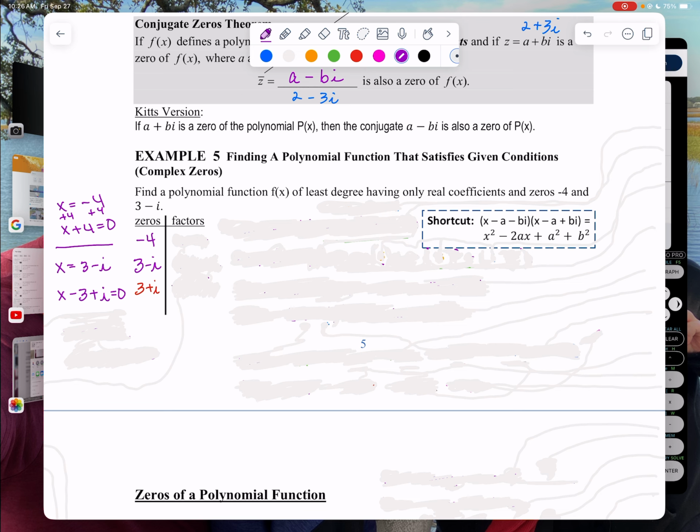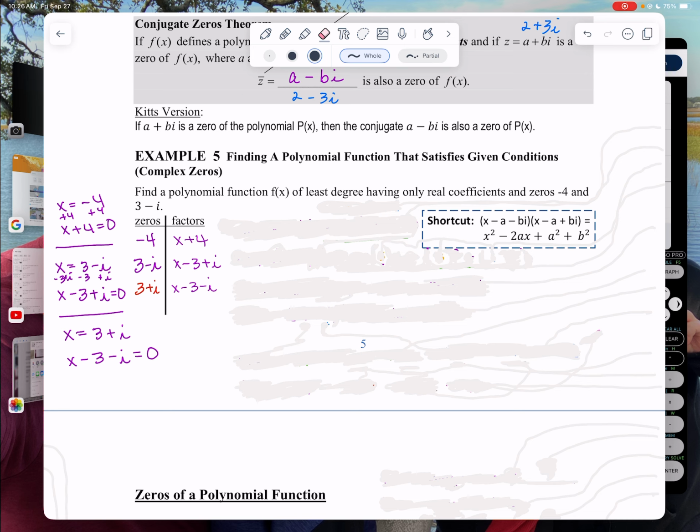And then I'm just going to subtract 3 on both sides and add i on both sides. So it looks weird. It's a weird factor, but that's okay. It was a weird 0. We're going to do the same thing with my 3 plus i. So now I've got all my factors.